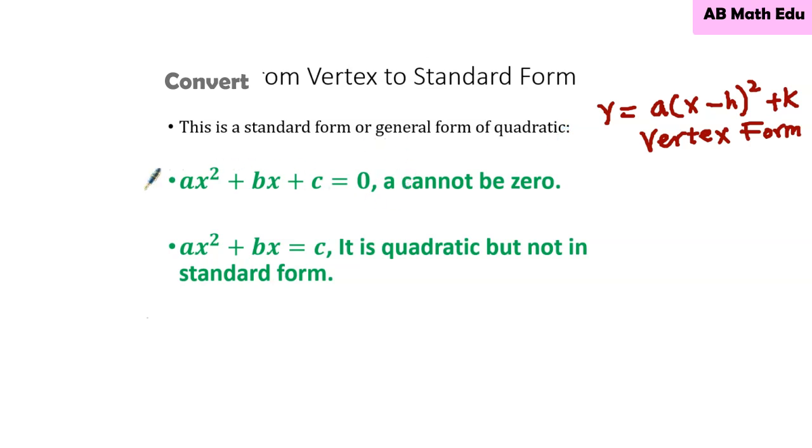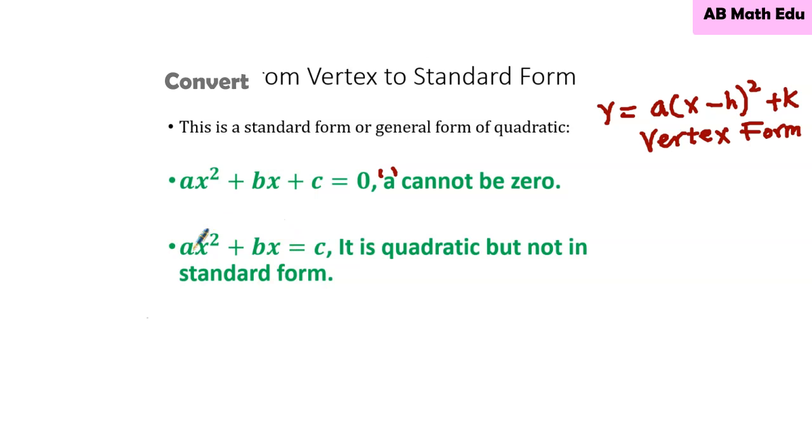So when everything is on one side and the zero is on the other side, that is what we call the standard form. The A cannot be equal to zero because when A is zero, the whole of this goes away. And if that happens, this becomes linear. It will be no more quadratic. So the A cannot be zero. But the B can be zero. If B goes away, it's still quadratic. The C can be zero. If C goes away, this is still a quadratic.